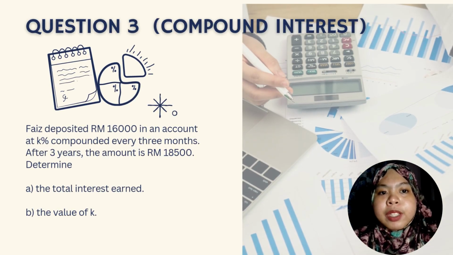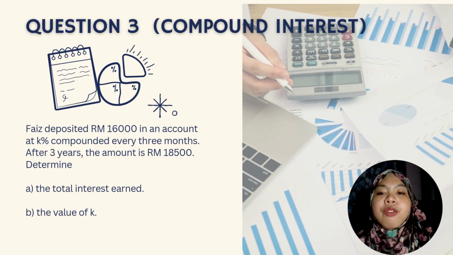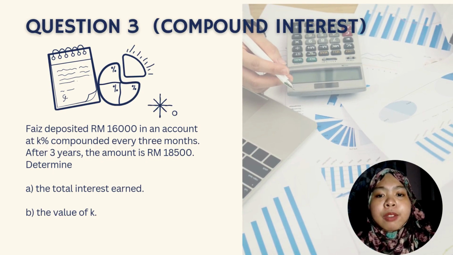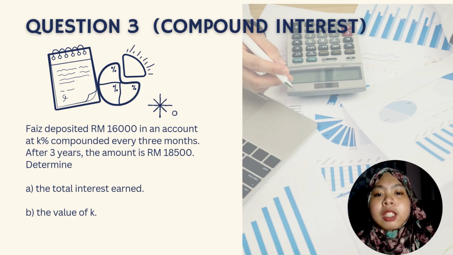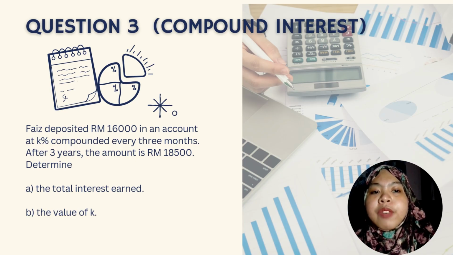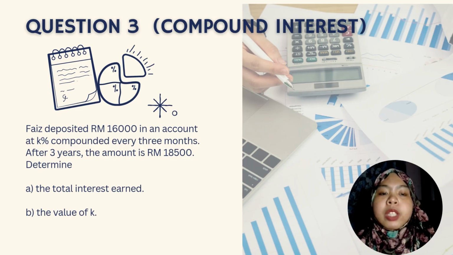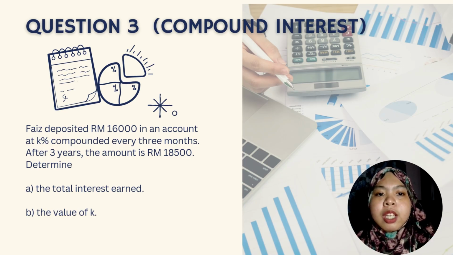Next, I'm going to present and solve question 3. Faiz deposits RM 16,000 in an account at K% compounded every 3 months. After 3 years, the amount is 18,500 ringgit. Determine A, the total interest earned, and B, the value of K. This question is from chapter 3, which is about compound interest. Always remember to list out information before solving the question. The information is listed below.